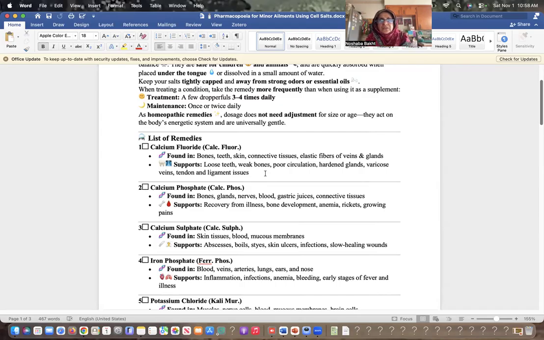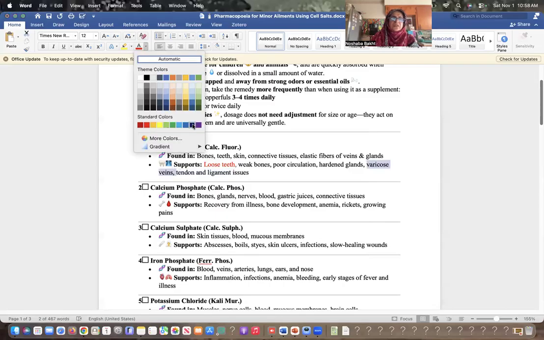Weak bones, growing children, or after trauma to the bones, Calcarea fluor. Weak circulation. Why? Because the elasticity of the veins or the arteries is affected. So Calcarea fluor is very useful for young and also for old, for pregnant women also, and the people who have problems with their teeth, loose teeth. Weak bones, circulation, varicose veins, very, very important.